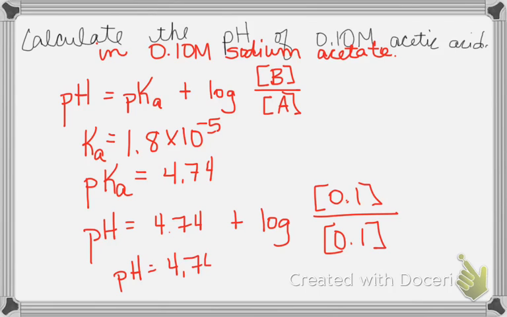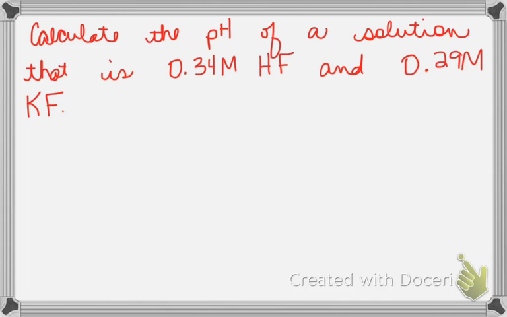No, it will not always work out that way. I wish it did. Calculate the pH of a solution that is 0.34 molar HF and 0.29 molar KF. Y'all take a second and work that one.